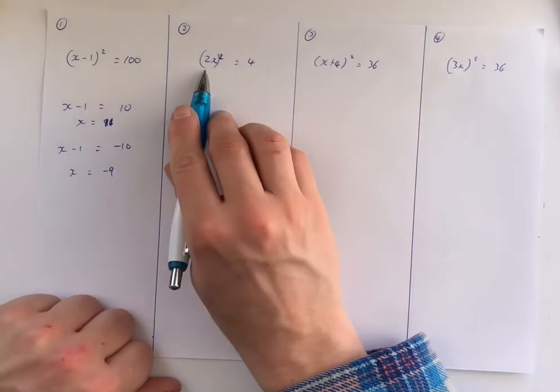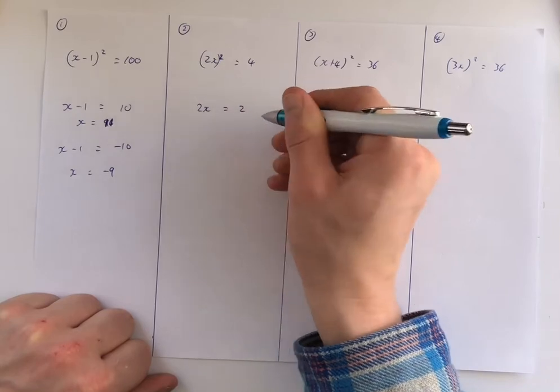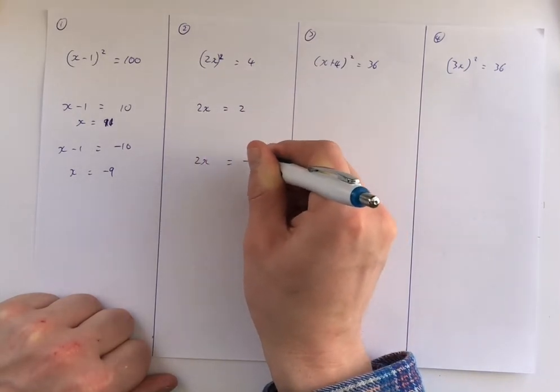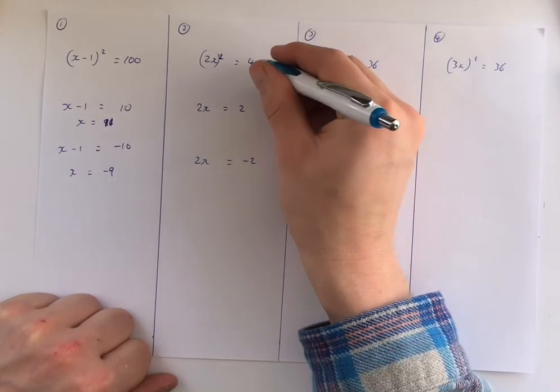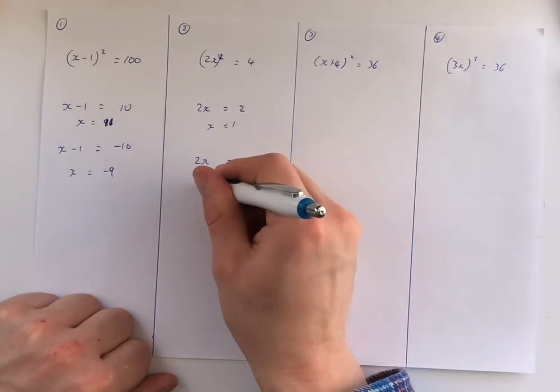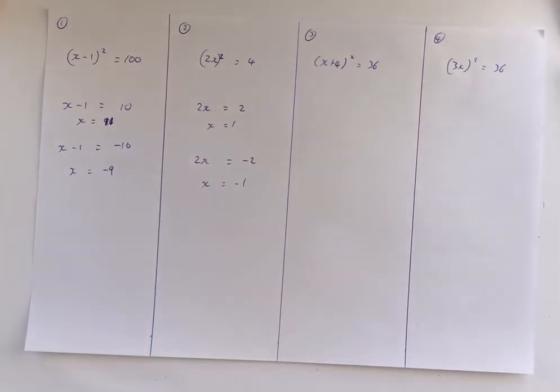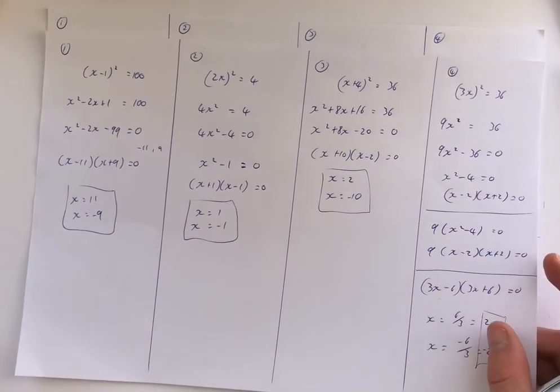So if we were to square root both sides of this, 2x would equal positive 2, but 2x would also equal negative 2, because both those numbers square to 4. Dividing by 2, x is 1, and dividing by 2, x is negative 1. And again, that's what we got the first time we did those problems.